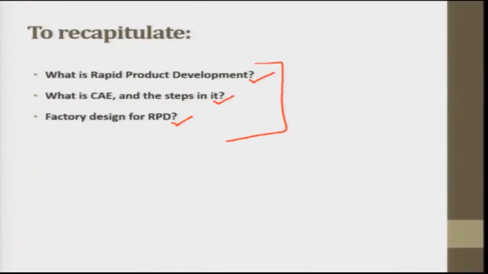Also, in rapid product development, I would just like to list them again. One should be the product design and planning. Number 2, the product architecture. Number 3, product specifications.